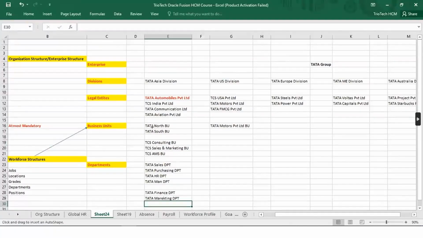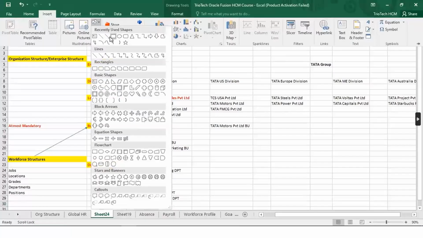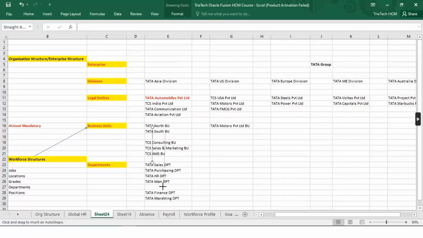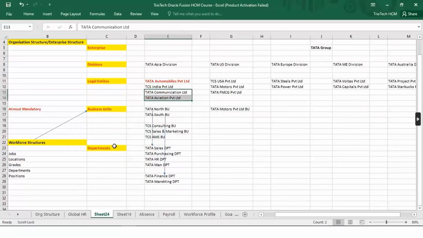Okay. Now under each BU, I have my business units. See, under Tata Auto North BU, I have these departments. Then under Tata South BU, I have these departments. Like that team, across all the BUs in the system for the legal entities, under each BU, you have to define all their respective departments. See, under North BU, these departments I have. Under South BU, these departments. Similarly, if you go to TCS, under TCS Consulting BU, whatever the departments you have. Under Sales and Marketing BU, whatever the departments you have. Under AMS BU, whatever the departments you have.